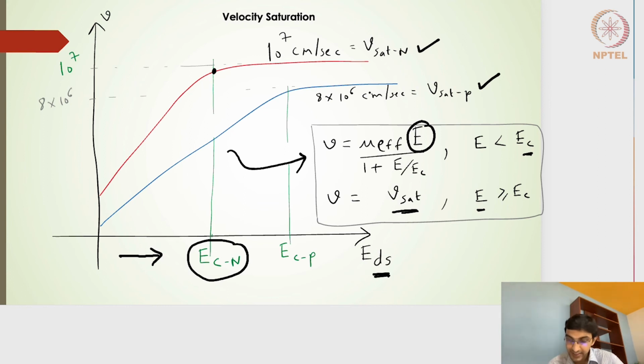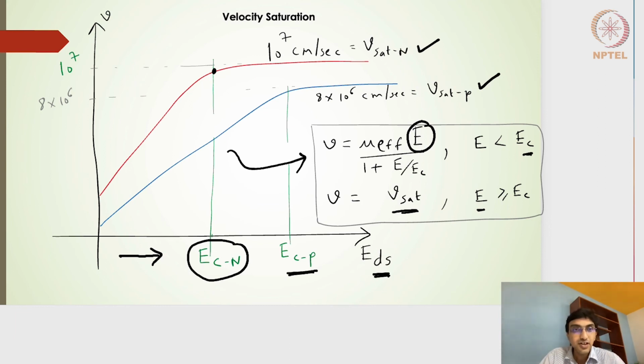So the blue line emphasizes the holes' velocity, and the red line emphasizes the electrons' velocity. Looking at this profile, we know that the critical electric field for the electrons is reached earlier than that of the holes, and it will have some implications on the current, right? We are going to look at that later.